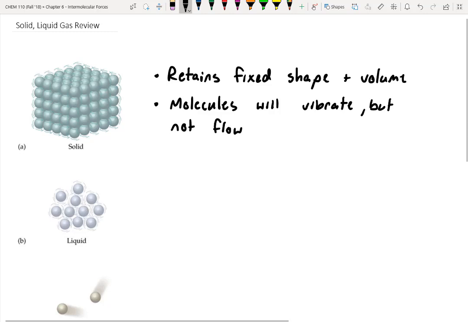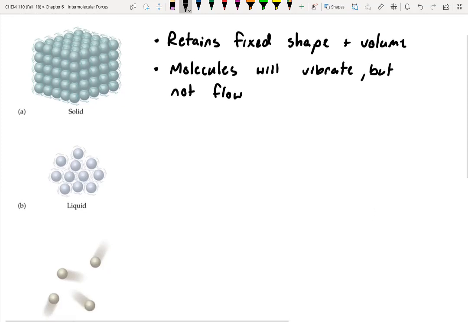All right, so when I used to teach in a K through 5 setting, I used to do a solid, liquid, and gas dance, where the solids, I would have them vibrate in their desk. The liquids, I'd have them get up and roam around the room, and then the gas, they'd jump around the room. You can always think of it that way too if you want to do a solid, liquid, gas dance.